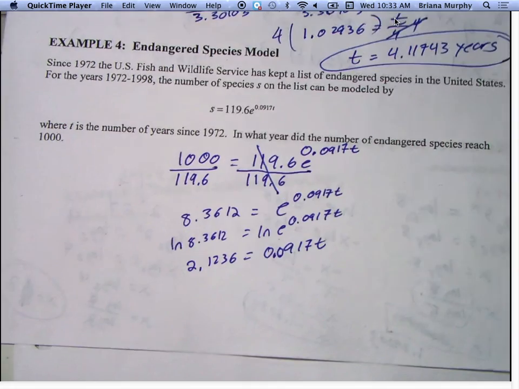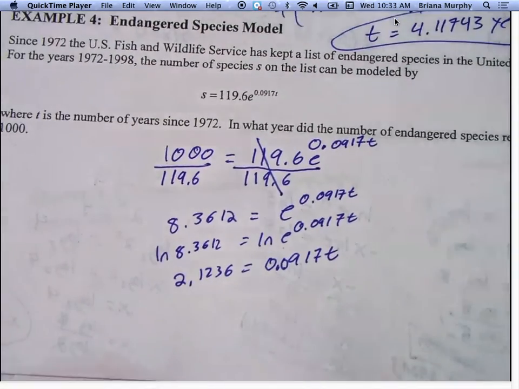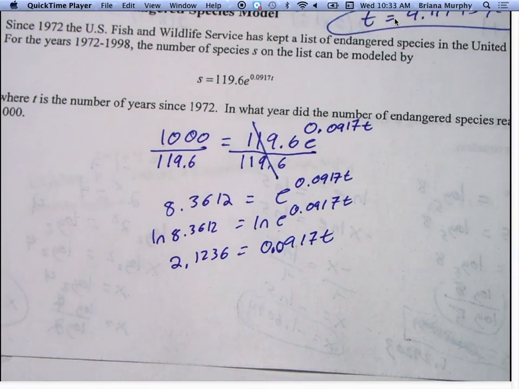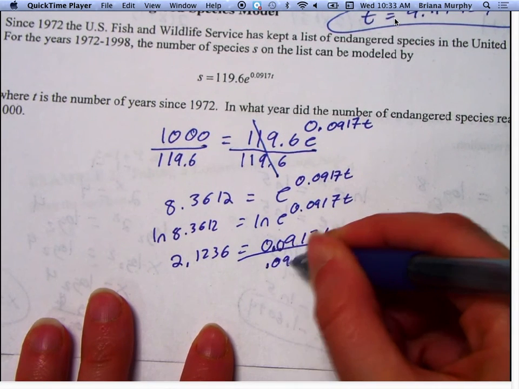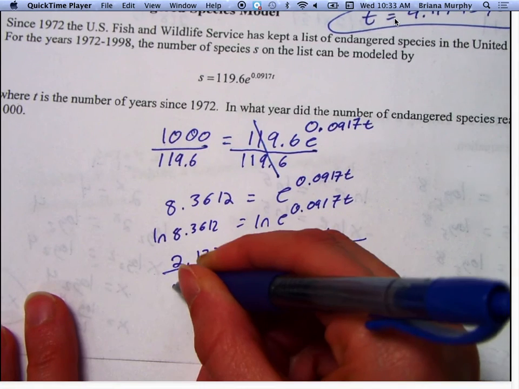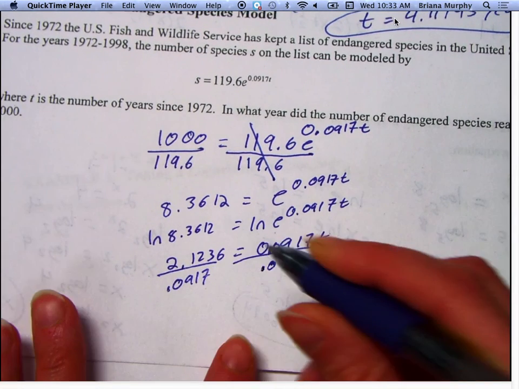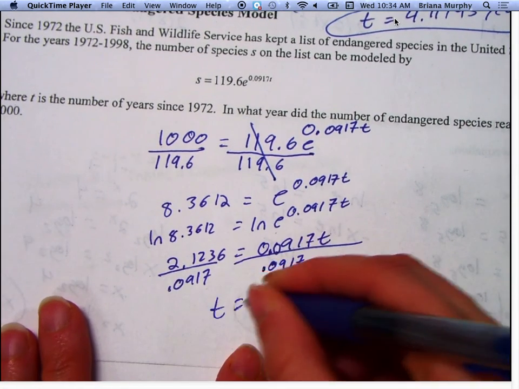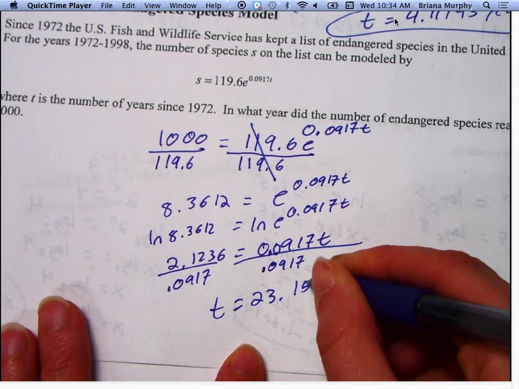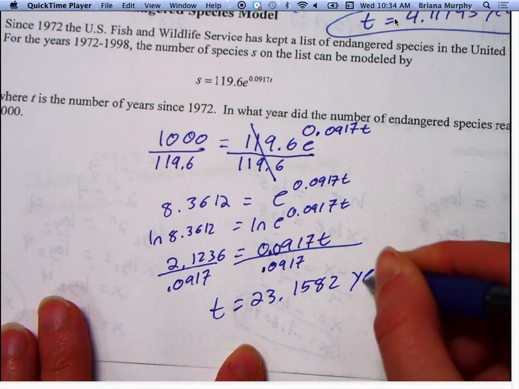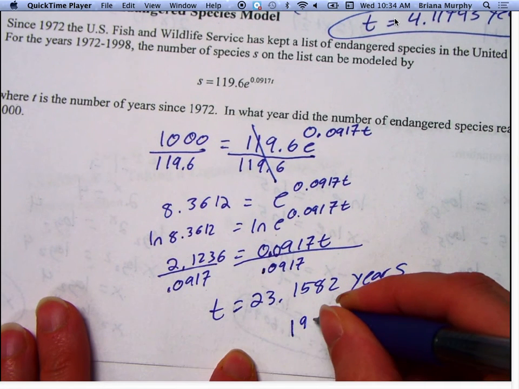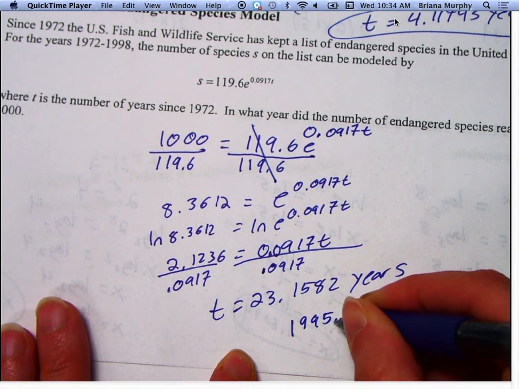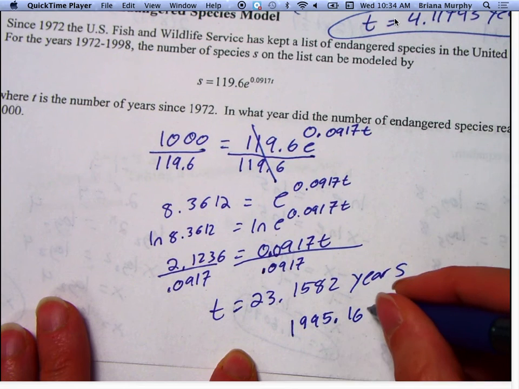Here, I'll zoom in a little bit. Sorry, Abby. And my last step, I'm going to divide by 0.0917. And I get t equals 23.1582 years. So that would be the year 1995.16, so in a couple months.